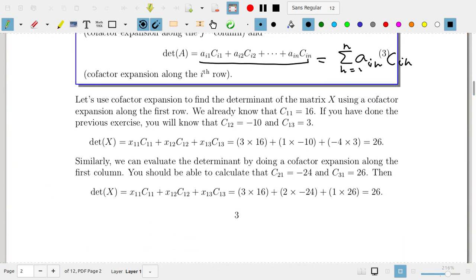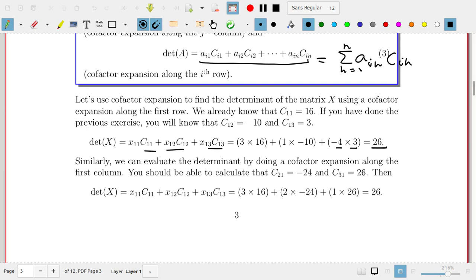So, if we do a cofactor expansion along the first row, since X is a 3 by 3 matrix, we get X11 C11 plus X12 C12 plus X13 C13. So X11 is of course 3, C11 is 16, X12 is 1, C12 is negative 10, X13 is negative 4, C13 is 3, and you end up with 26.